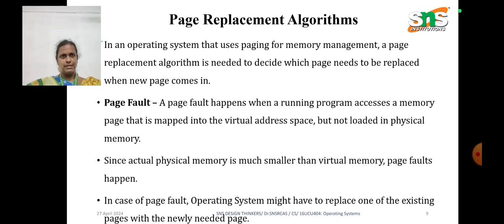Page replacement algorithm. In operating system that uses paging for memory management, a page replacement algorithm is needed to decide which page needs to be replaced when new page comes in. Page fault. A page fault happens when a running program accesses a memory page that is mapped with the virtual address space but not loaded in the physical memory. Since actual physical memory is much smaller than virtual memory, page faults happen. In case of page fault, operating system might have to replace one of the existing pages with the newly needed pages.